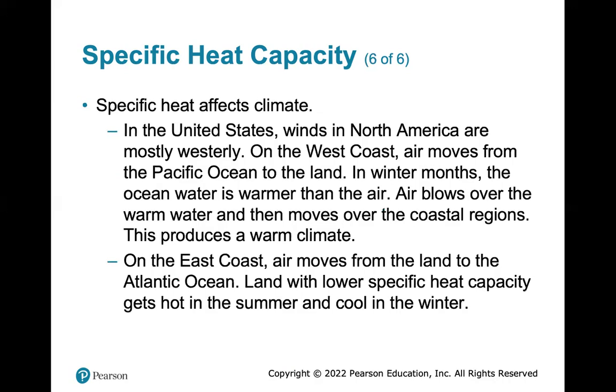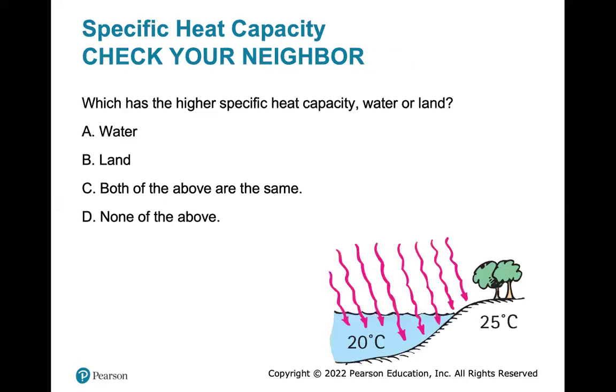Okay, specific heat affects climate. In the United States, winds in North America are mostly westerly. On the west coast, air moves from the Pacific Ocean to the land. In winter months, the ocean water is warmer than the air. Air blows over the warm water and then moves over the coastal regions. This produces a warm climate. On the East Coast, air moves from the land to the Atlantic Ocean. Land with lower specific heat capacity gets hot in the summer and cool in the winter.